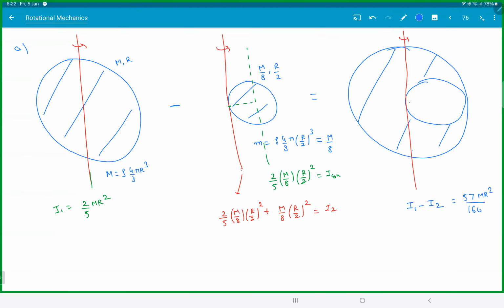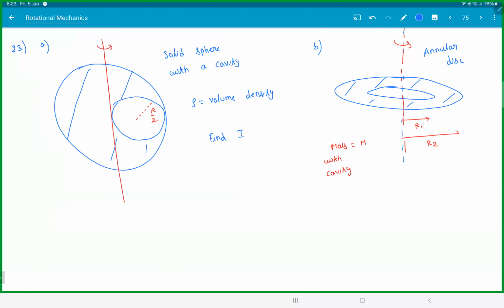So the first mistake you must have made, maybe you messed up the mass. The second mistake people make is forgetting you have to subtract about this axis. You can't take about the center and subtract. You have to shift all the moments of inertia about the same axis and then solve. Please check where you goofed up. And if you're done with this, do the second part, annular disk. You have a disk of mass m with a cavity. Inner radius is r1, outer radius is r2.